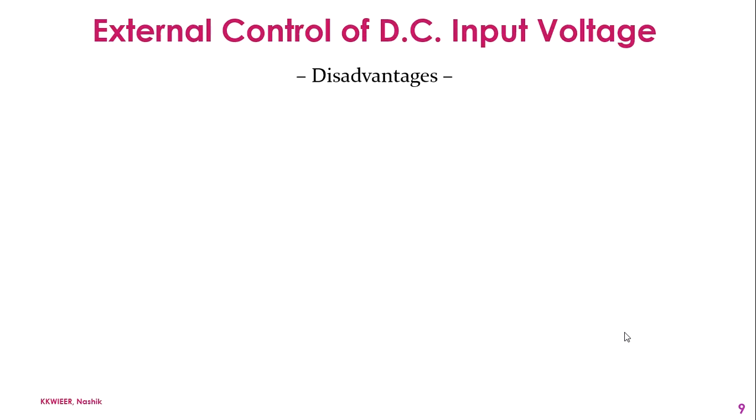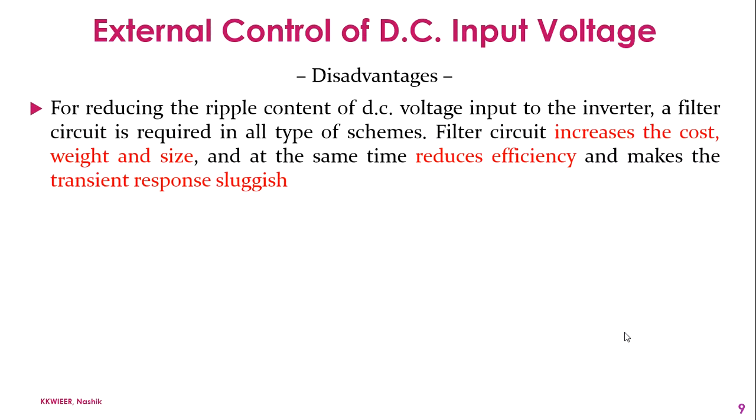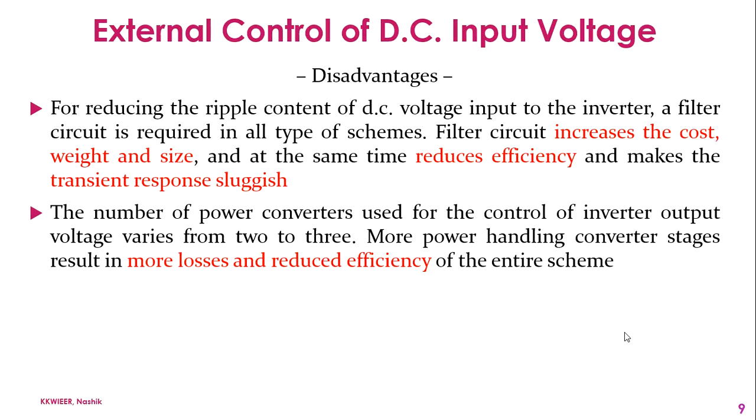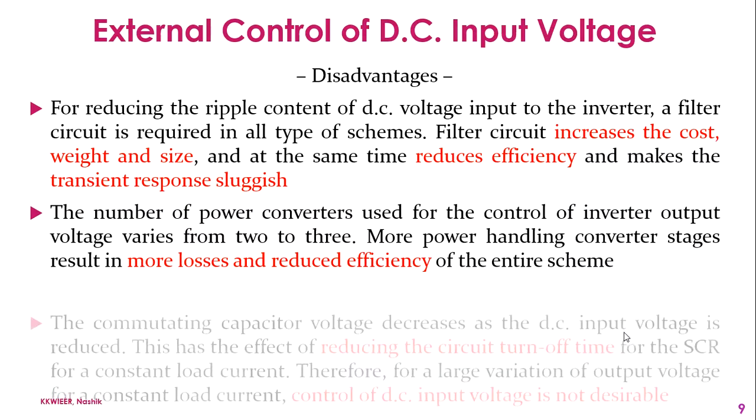Whereas the disadvantages of external control of DC input voltage are: for reducing the ripple content of DC voltage input to the inverter, a filter circuit is required in all types of schemes. The filter circuit increases the cost, weight and size. At the same time, it reduces efficiency and makes the transient response sluggish. The number of power converters used for the control of inverter output voltage varies from 2 to 3. More power handling converter stages result in more losses, and it reduces the efficiency of the entire scheme.